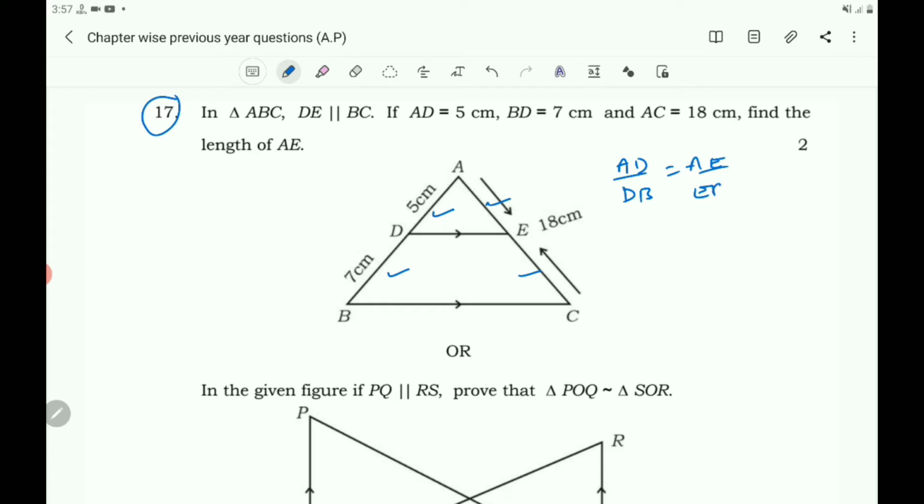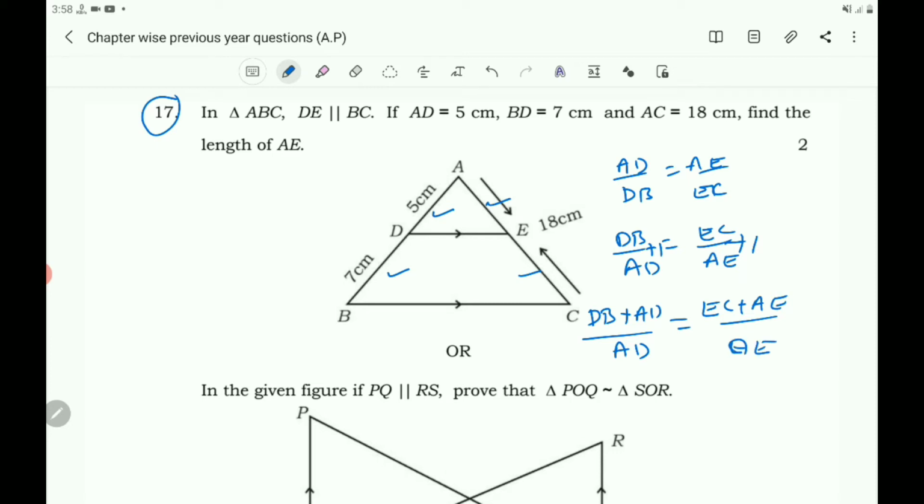If you add 1 to both the sides, or by reversing, DB by AD is equals to EC by AE, and by adding 1 to both the sides, you will get DB plus AD by AD is equals to EC plus AE by AE. So that we will get DB plus AD, which is nothing but AB, by AD is equals to AE plus EC, which is nothing but AC, by AE.